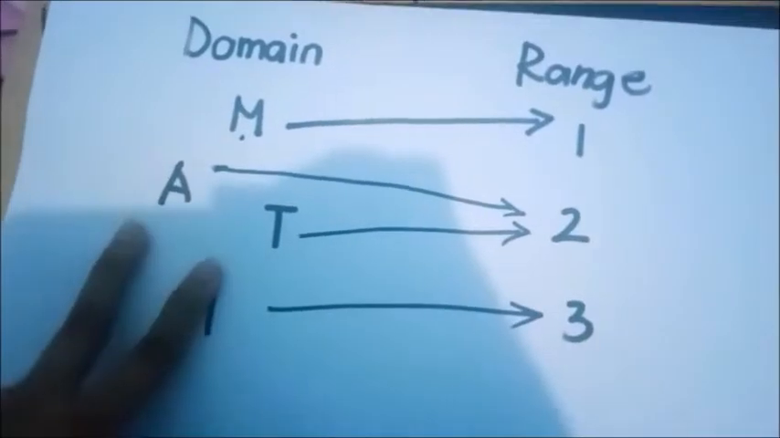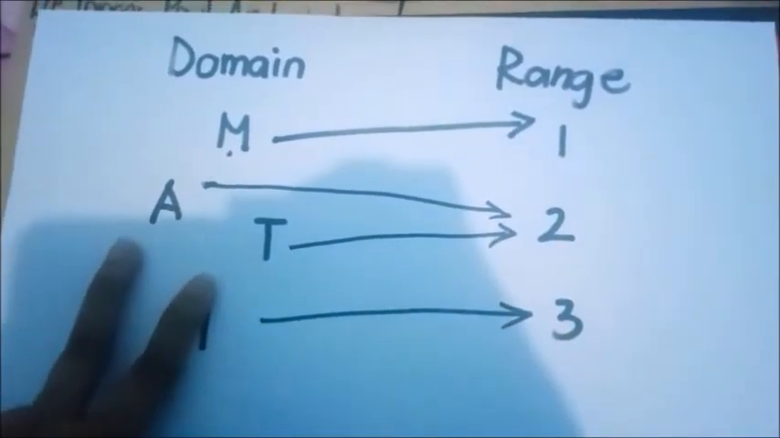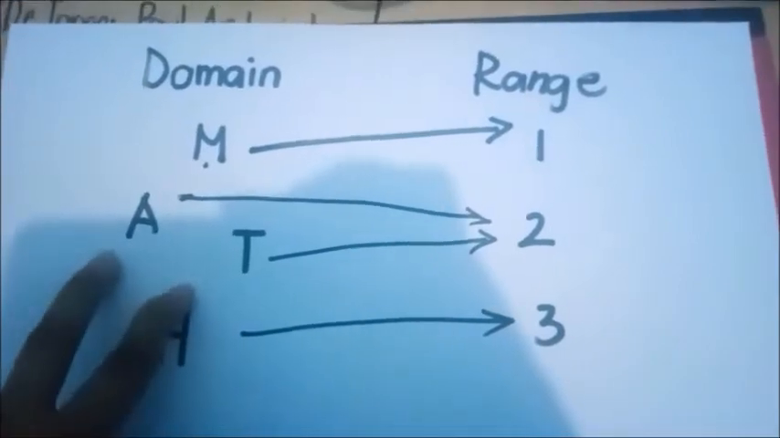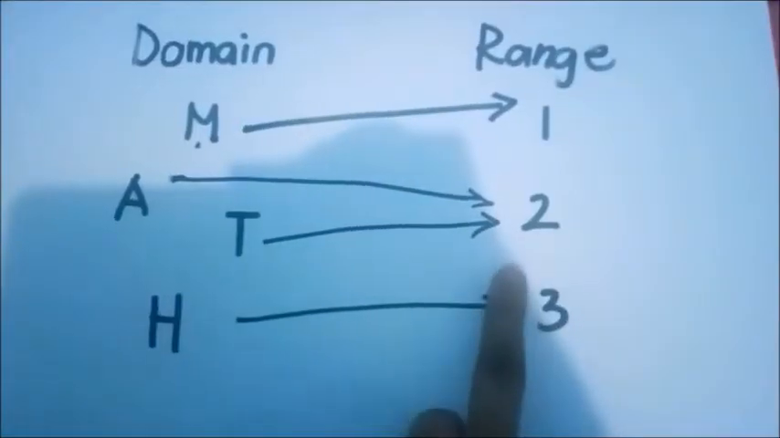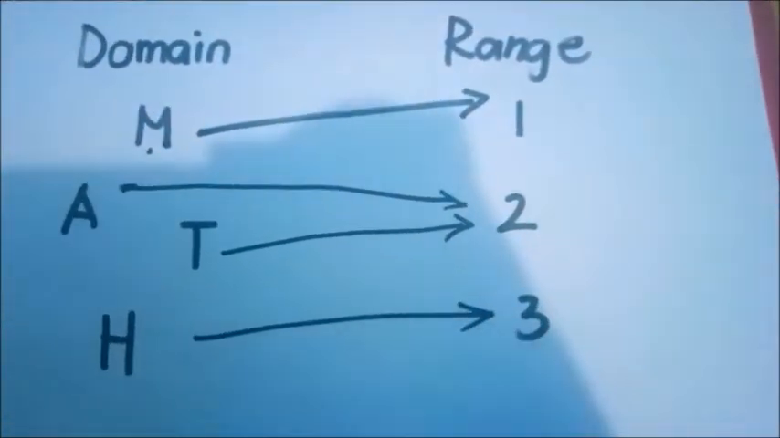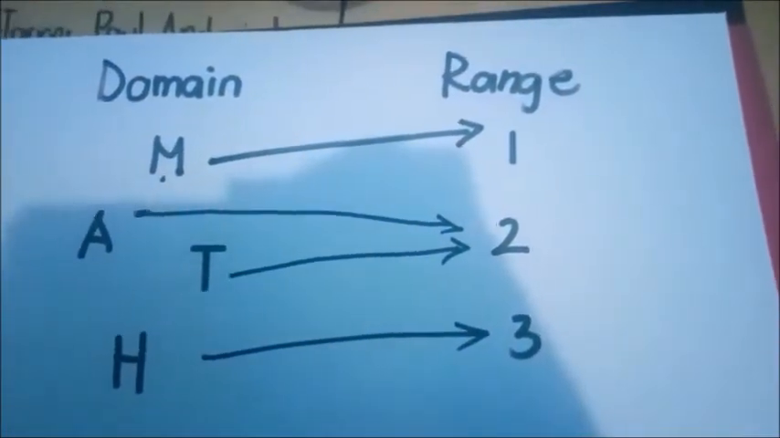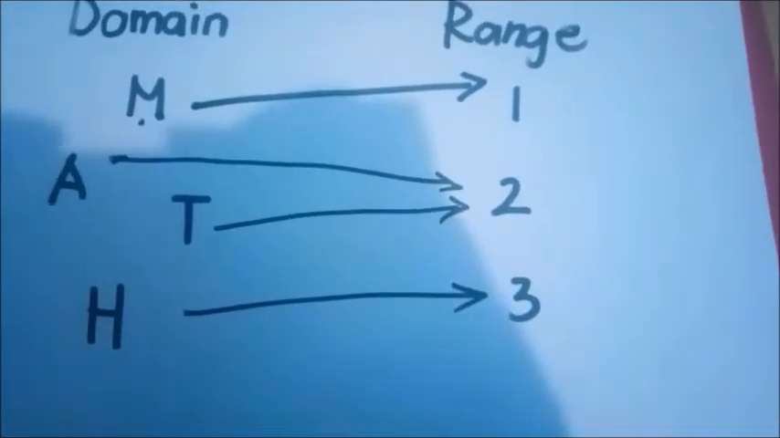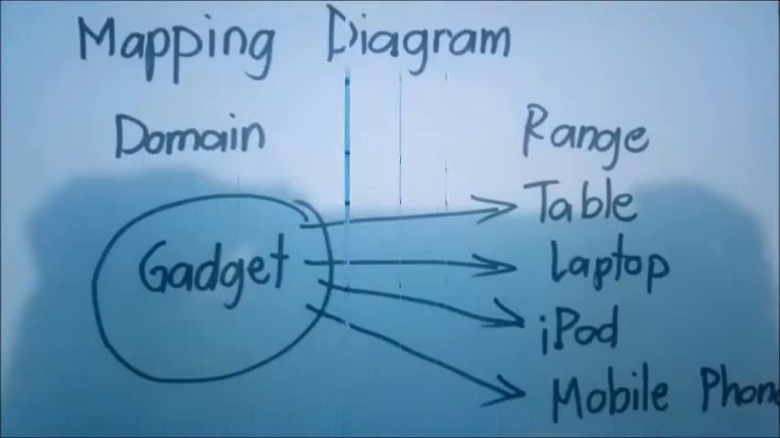So we have 2 elements in the domain that are paired with only 1 element in the second set. So the relation in this example is many to 1 correspondence. So this will be the third example.